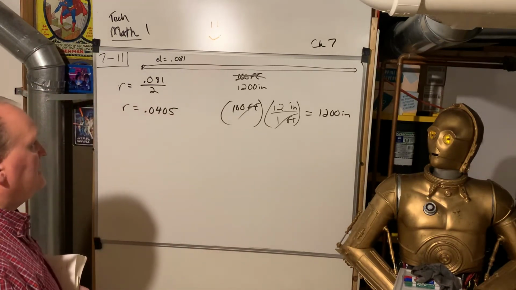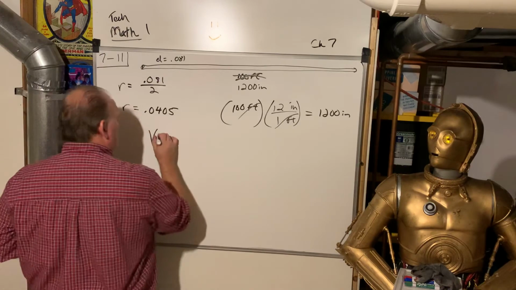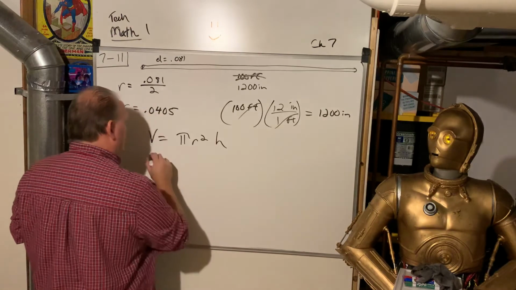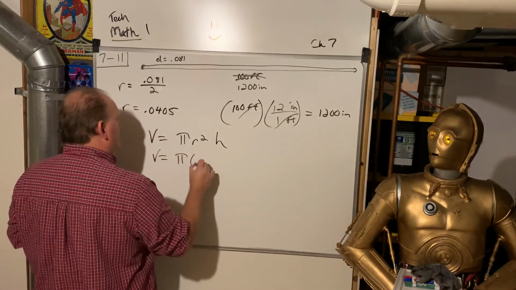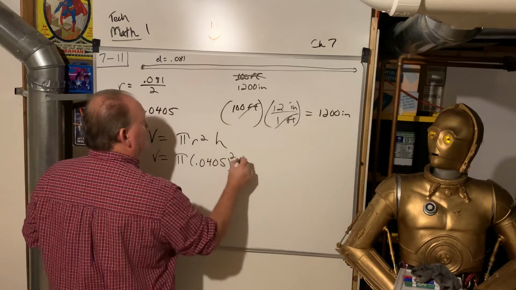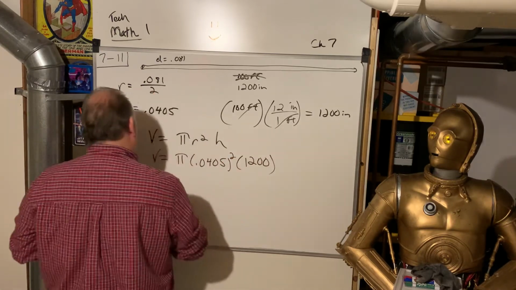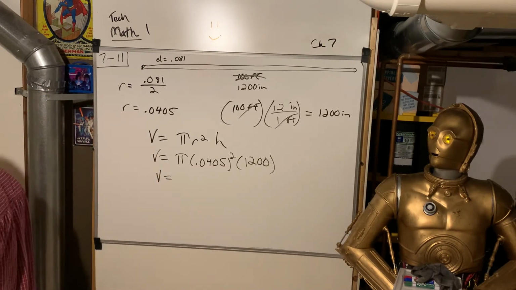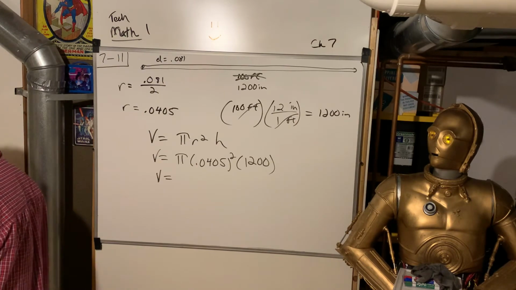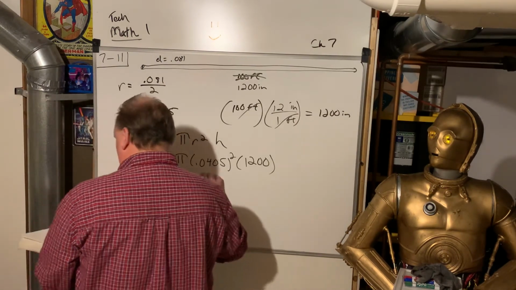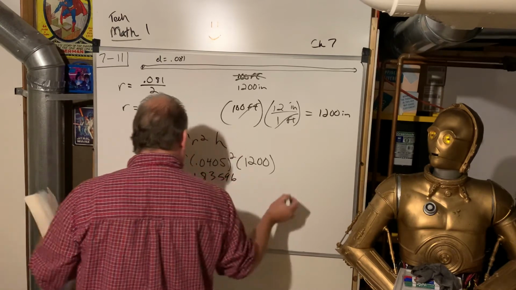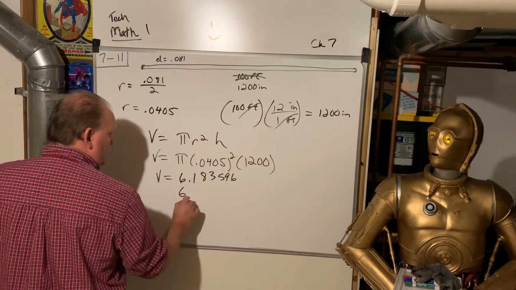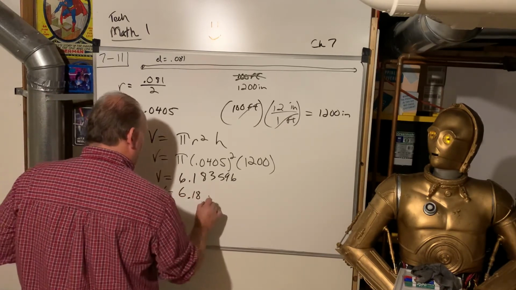And now how do we find the volume of anything? That's the area of the base times the height. So pi r squared times the height. So pi times 0.0405 squared times 1,200 should be our volume. And that's going to be in cubic inches. And so what do we get? 6.18359, and they only want it to hundredths. So 6.18 cubic inches would be the volume.